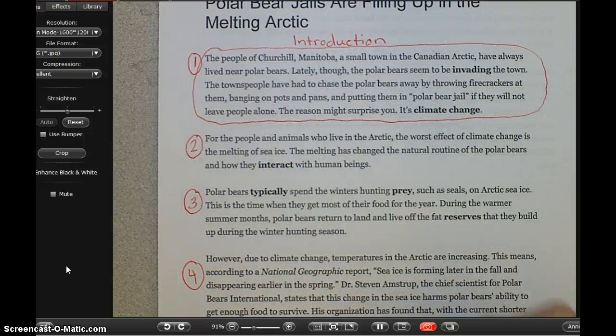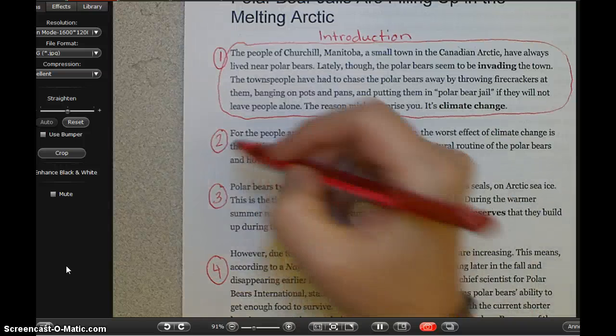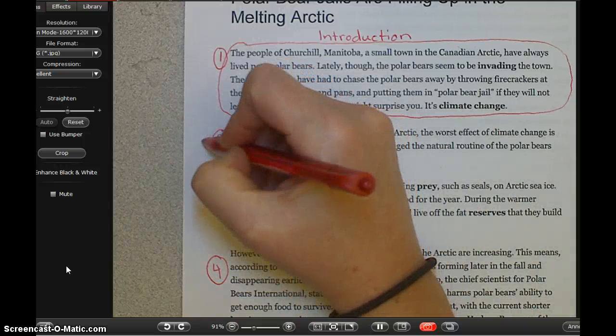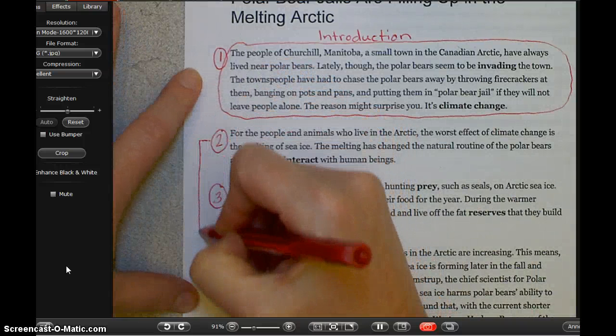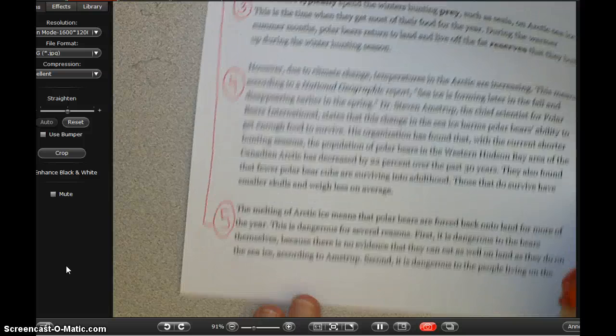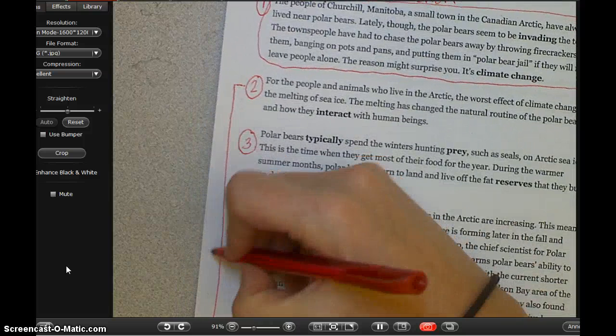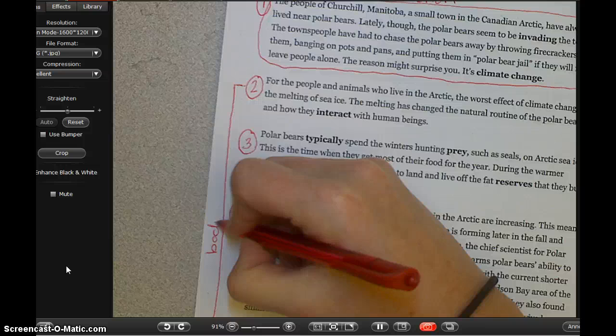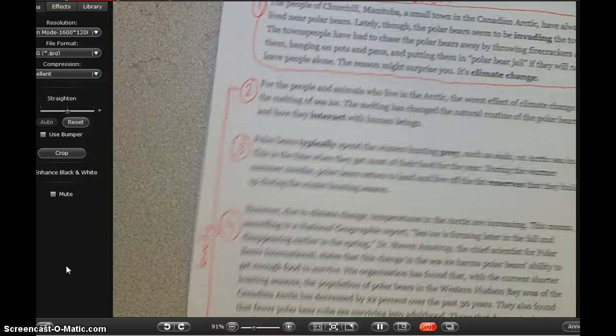All right, so my next step I want to do is I have my introduction, and I want to do a bracket around the body of the piece. So I'm going to start here at paragraph 2, and I'm going to come all the way down to paragraph 5, okay? Because the center of a nonfiction piece is always called the body. We have the introduction, and then we have the body.